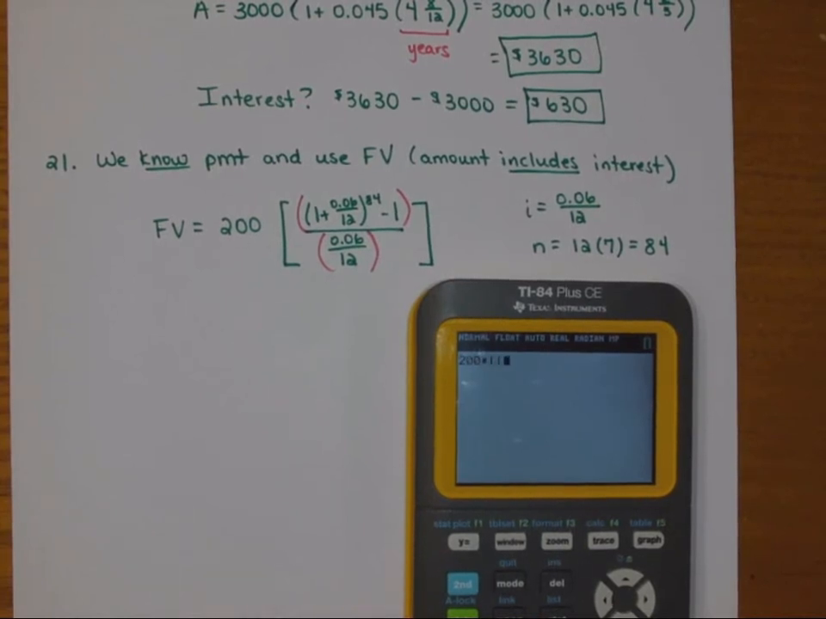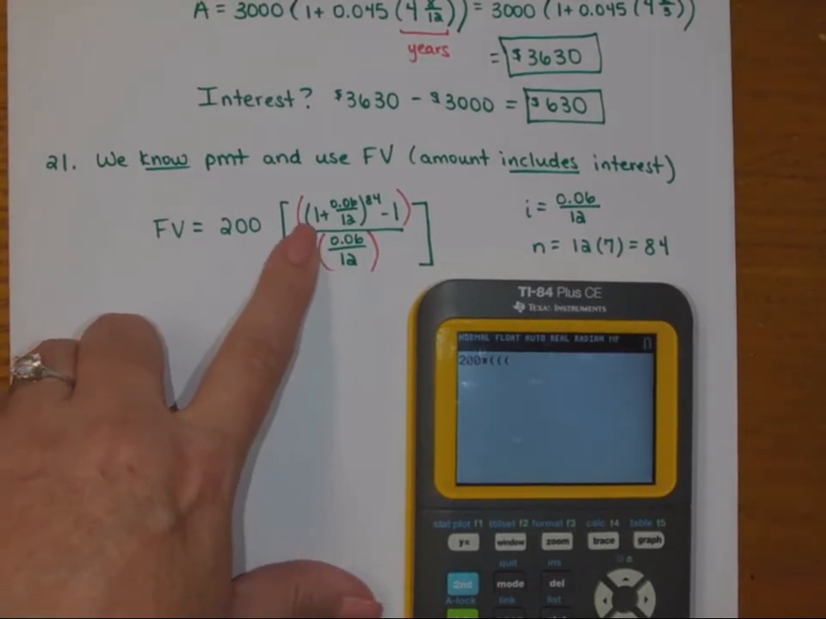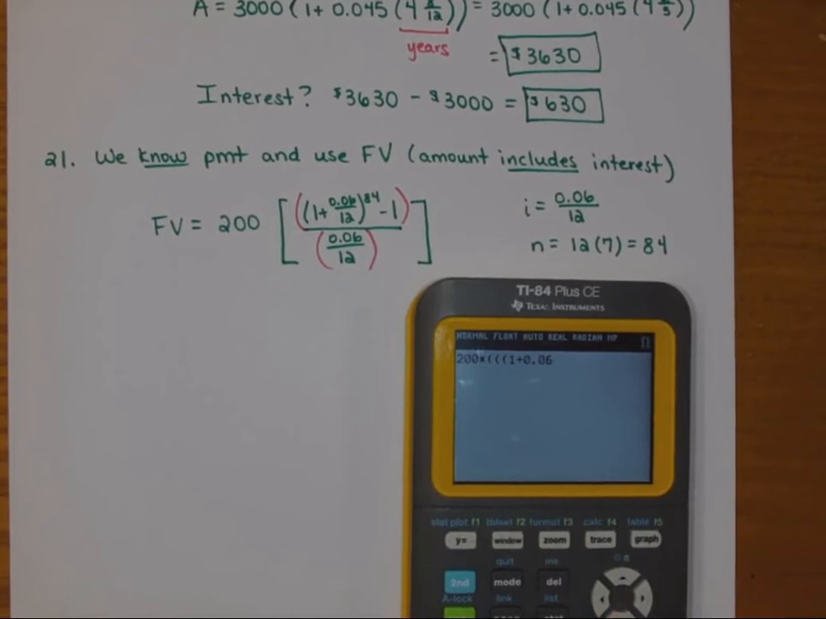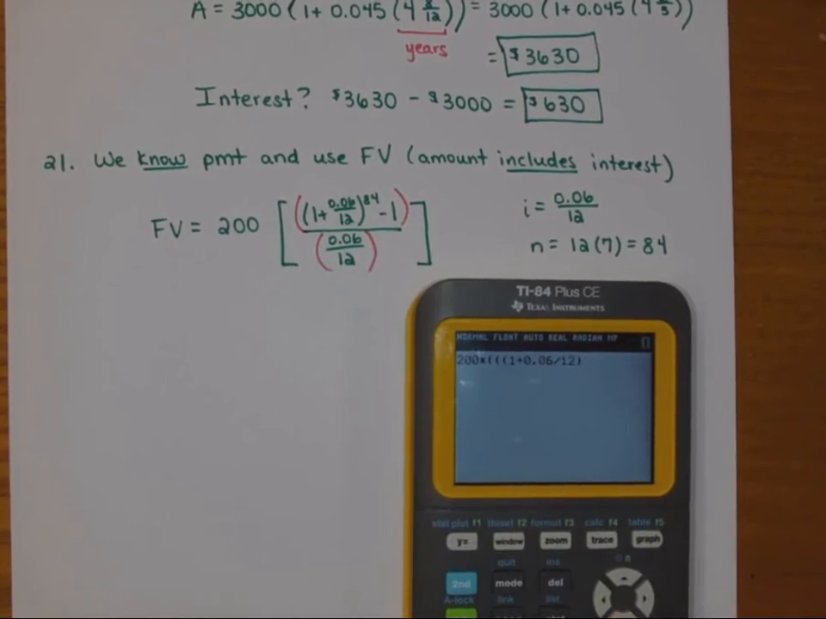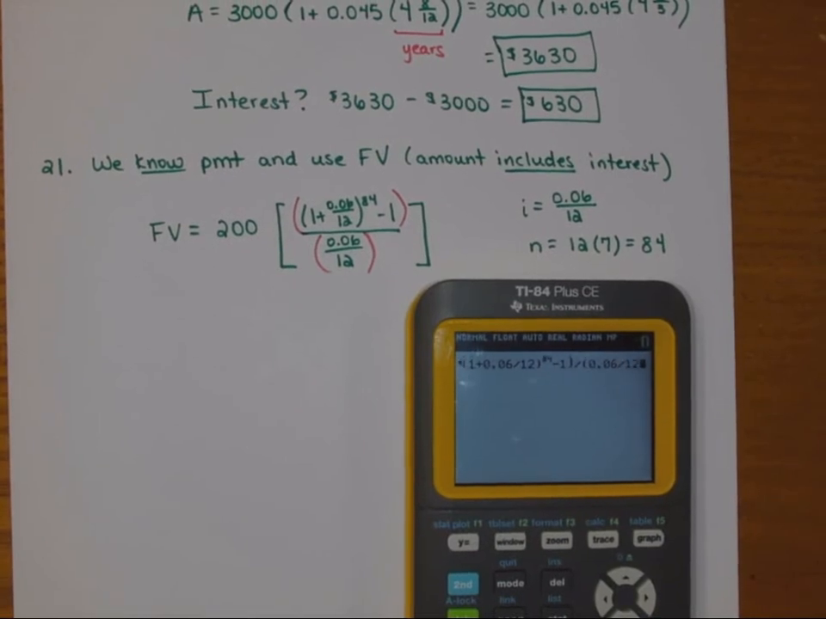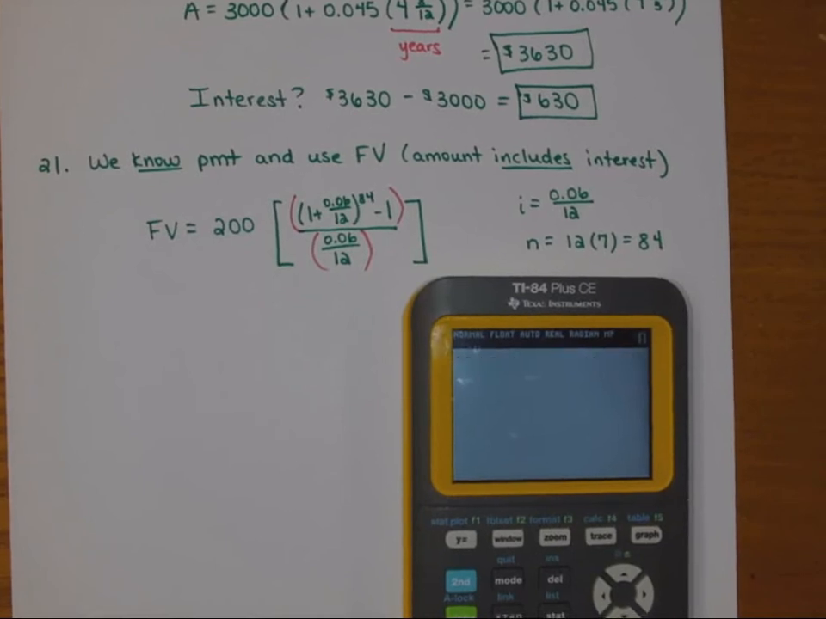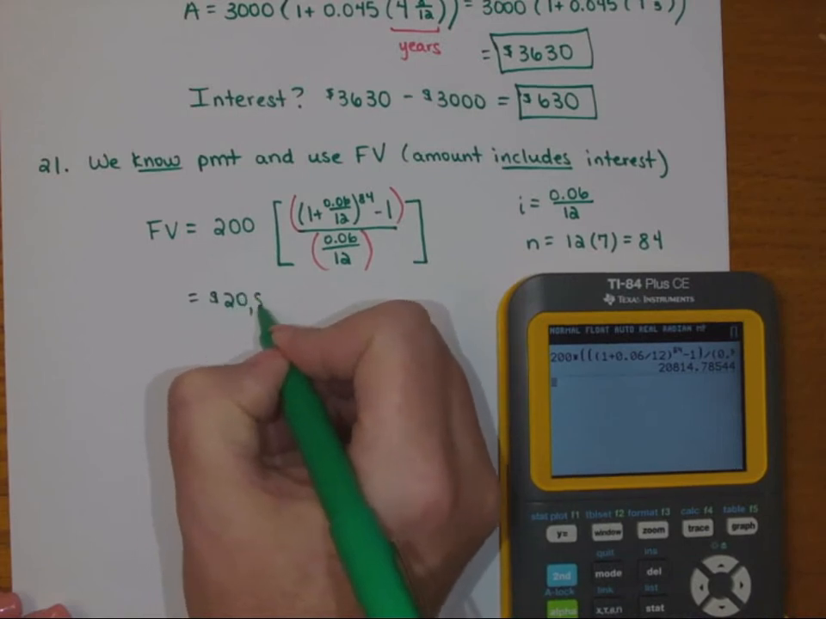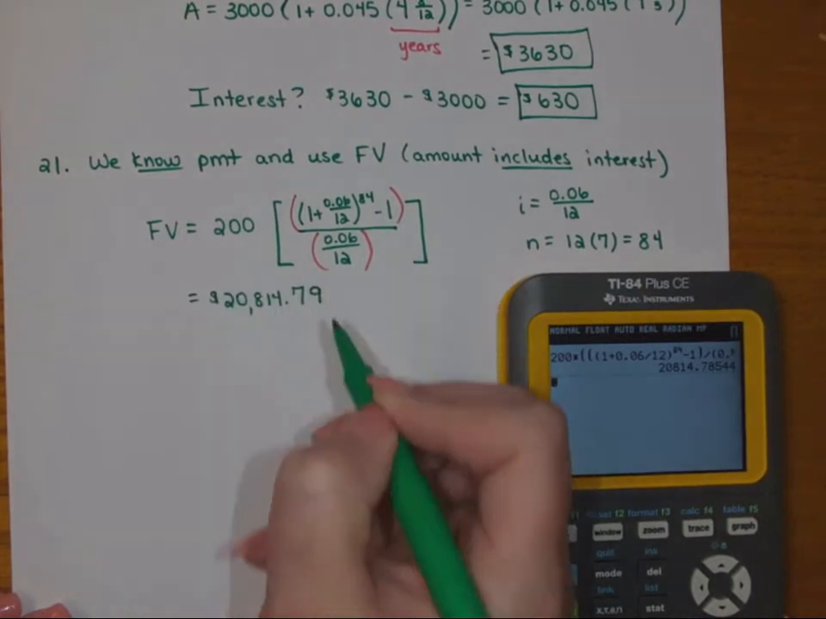So for this one, we actually have 3 open parentheses. 1 for the bracket and then 2 for these that I have. Remember, I put a set of parentheses around the top and the bottom. So it's going to be 1 plus 0.06 divided by 12, close the parentheses for that, raise that to the 84th power, minus 1, close parentheses for the numerator, and then divided by the denominator. Notice I closed the parentheses for the overall bracket, and then press enter and make sure your answer seems to make sense. So we get $20,814.79 if we round it.